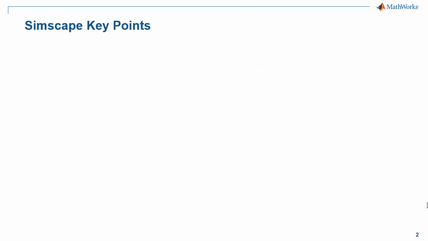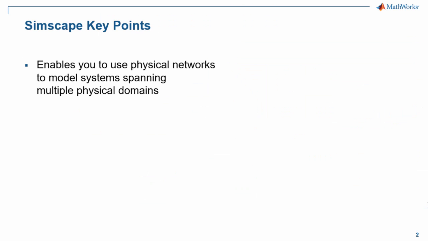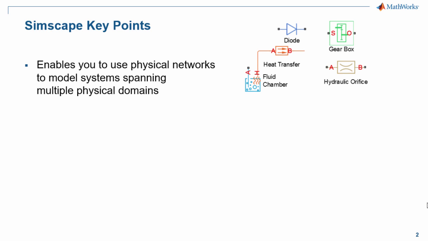Here are the key points for this presentation. First, we'll see that Simscape enables you to use physical networks to model systems spanning multiple physical domains. The component models in Simscape have physical connections. This enables you to model physical systems by assembling a physical schematic. This is different than the input-output connections that you may be familiar with from Simulink.